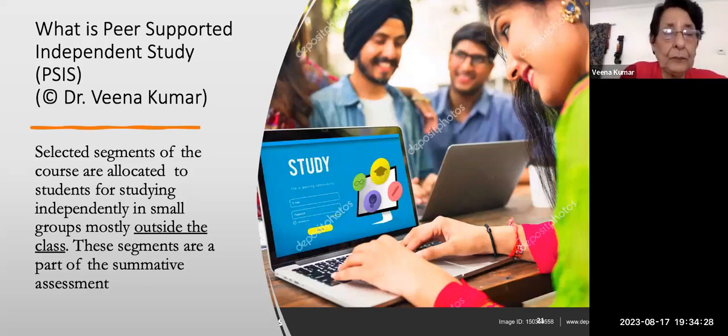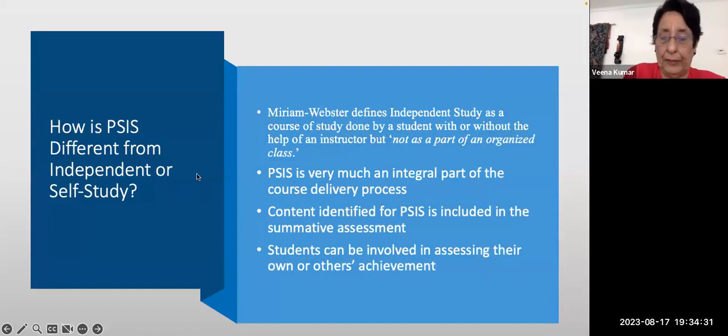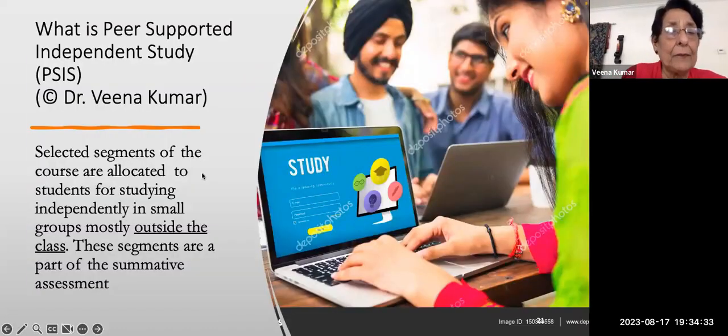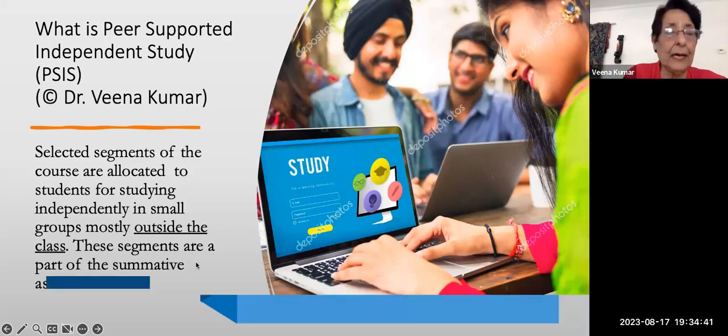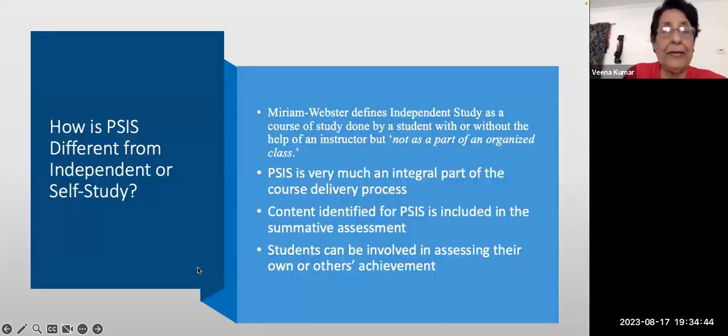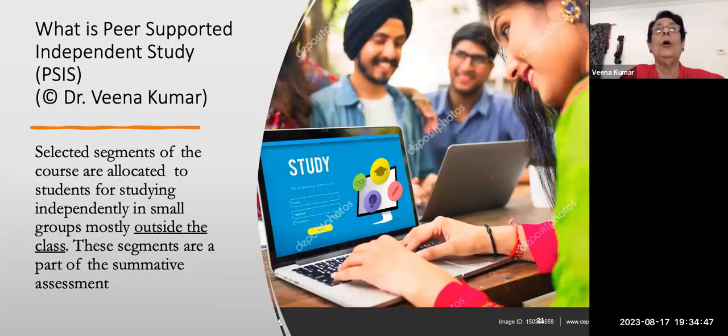Okay, so sorry, let me go back. Selected segments of the course are allocated to students for studying independently in small groups, mostly outside the class. These segments should be a part of summative assessment, otherwise the students will not take part in it. So you can say, in the final exam, or if the mid semester is coming, there will be a 2 to 3 mark question on this portion that you're doing now. You will work on that with a group of students.